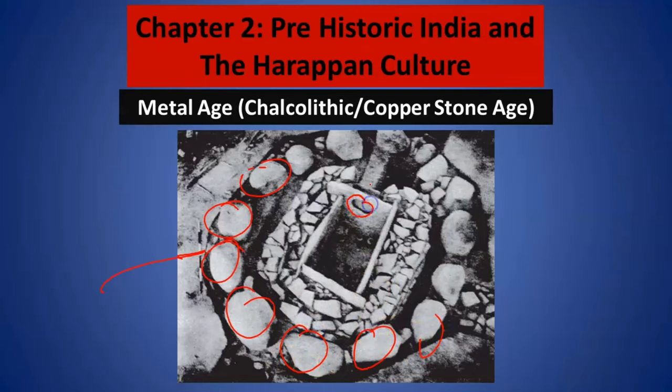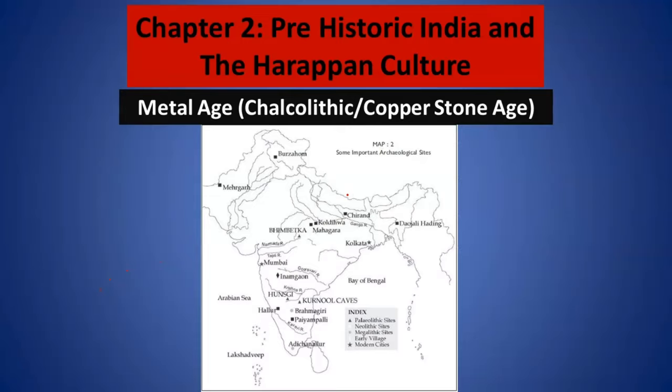There was a small hole also. From where? Let's say you have buried somebody, some relative or friend. After a few years, you can still pay tribute by putting a few things inside this grave from this hole. I hope this point is clear. And from this map, you can identify the megalithic sites also.